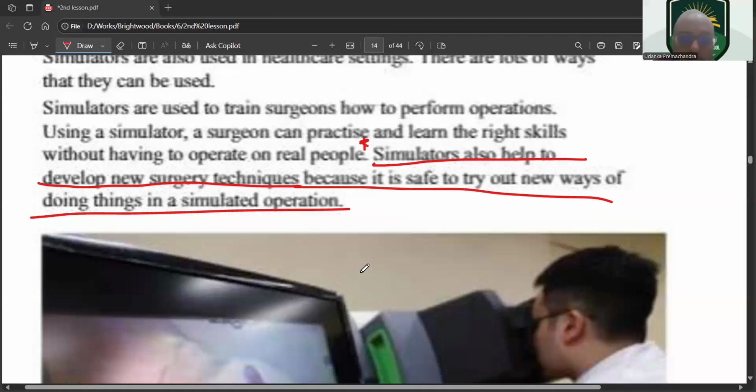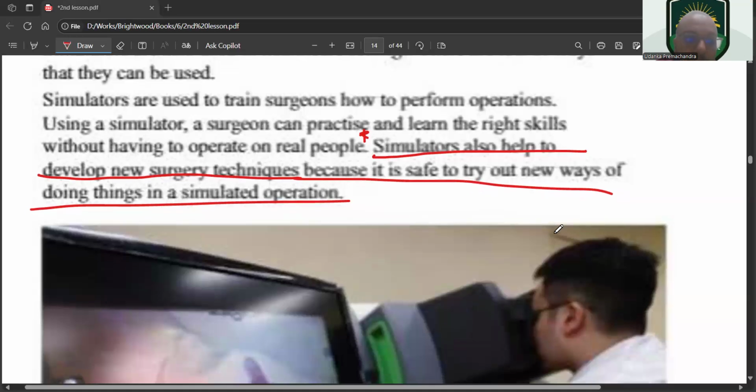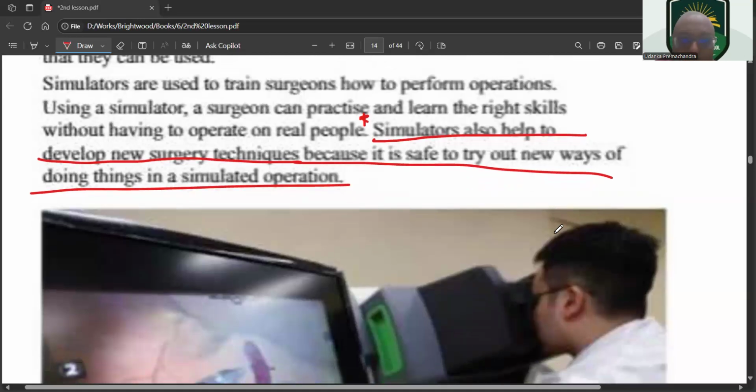Yes. So simulators also help to develop new surgery techniques, because it is safe to try out new ways of doing things in the simulated operation.